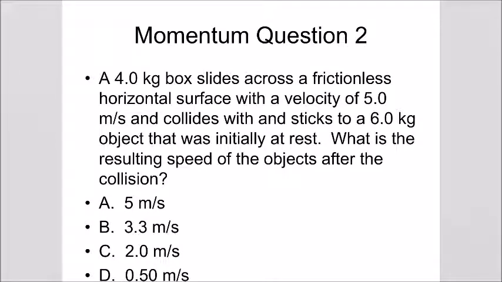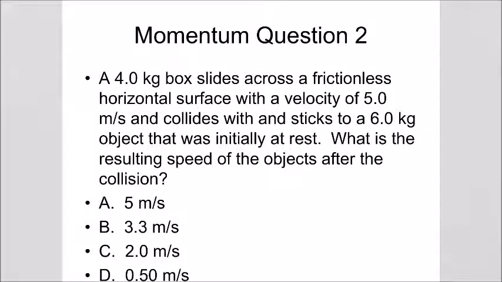Problem 2, we have a 4 kilogram box sliding across a frictionless horizontal surface with a velocity of 5 meters per second. And it collides with and sticks to a 6 kilogram object that was initially at rest. What is the resulting speed of the objects after the collision? Well, this is an inelastic collision. We're going to have to apply the conservation of momentum to make this work.